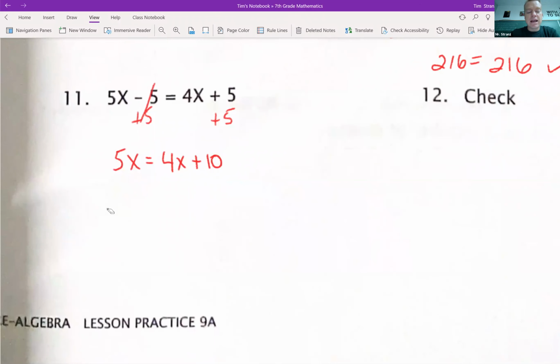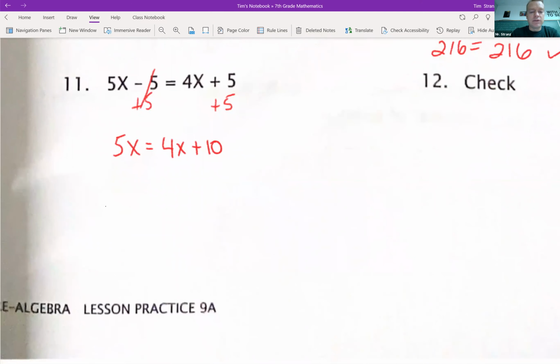Now that I have that, I'm left with 5x equals 4x plus 10. I'm going to do what I did on the last problem, and I'm going to subtract this 4x, get rid of this, but I also have to do it on this side, and I'm left with 1x equals 10.